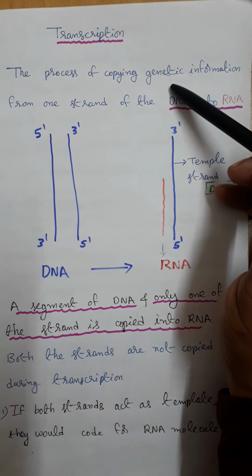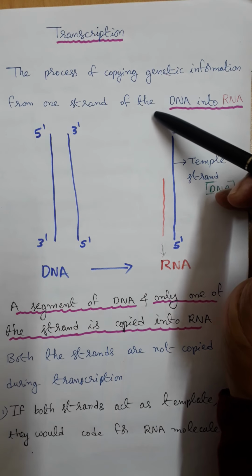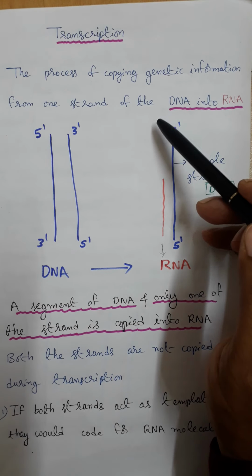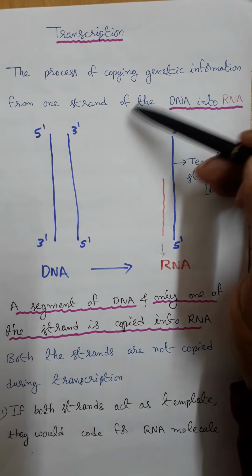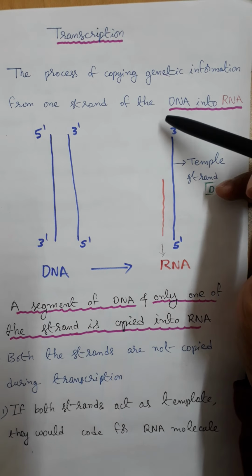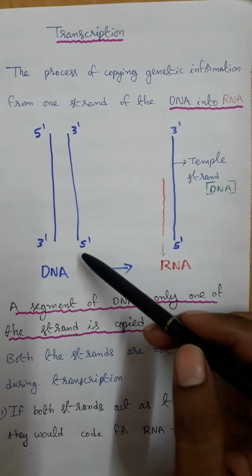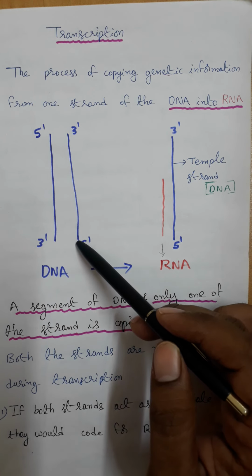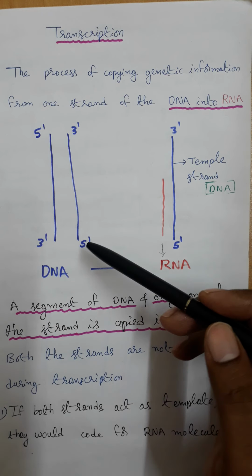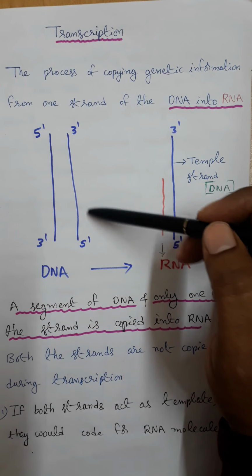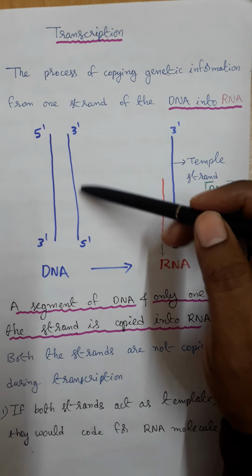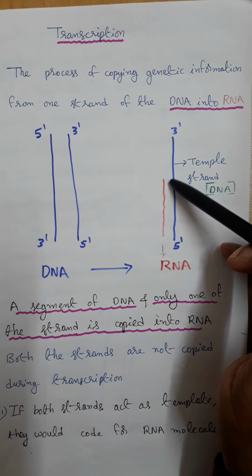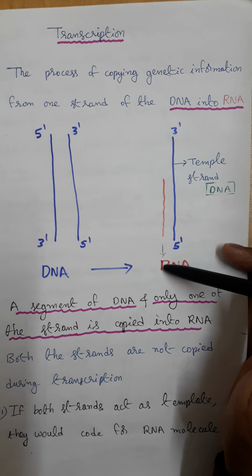The process of copying genetic information from one strand of the DNA into RNA is known as transcription. Look at here the two strands in a DNA molecule. Among these two strands, the strand containing polarity 3 prime 5 prime is involved in synthesis of RNA molecule.